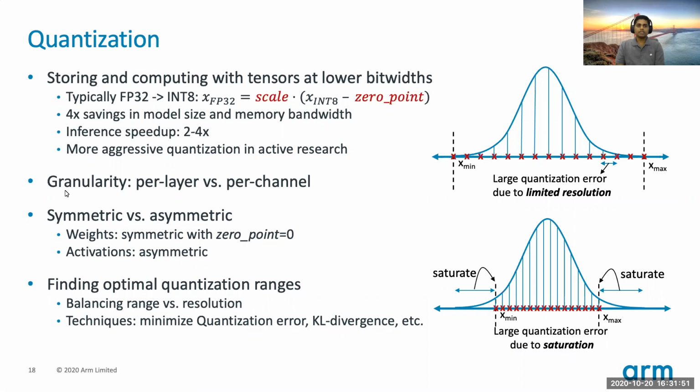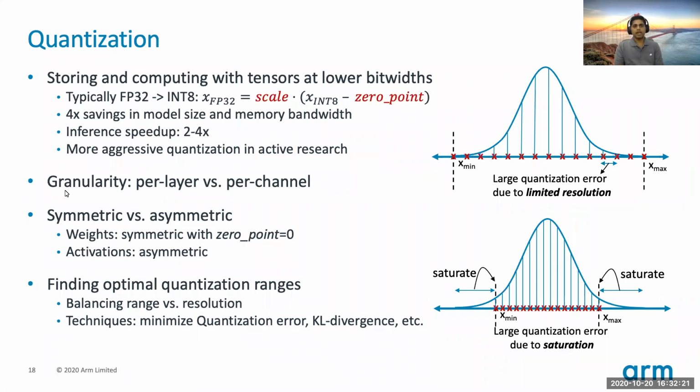By quantizing floating point to int8, we get directly 4x savings in model size and memory bandwidth. And depending on the hardware, for example in CPUs, depending on the instruction support, we get anywhere from 2 to 4x speed up running quantized arithmetic. More aggressive quantization, such as 4 bits or 2 bits, or even going down to 1 bit quantization, is an active research area.